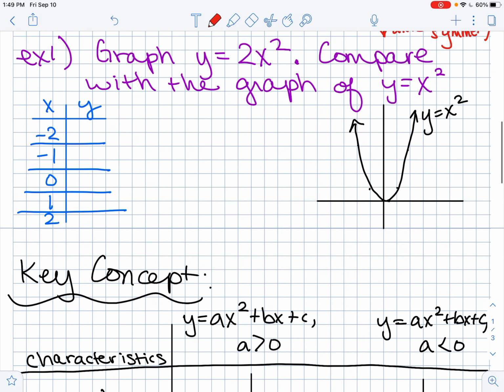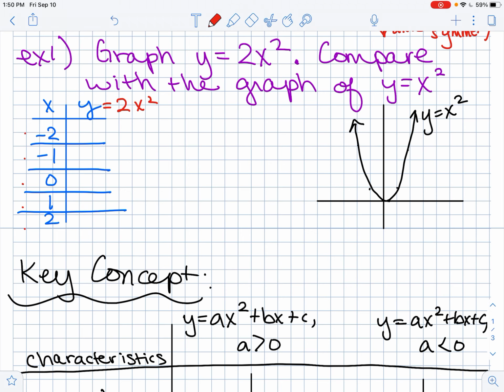So let's try to graph one. I already have y equals x squared, and I want to graph y equals 2x squared and compare what the differences are. If we're going to make a chart, we can plug in any value of x, literally any value, and then we can plot it. So let's go ahead and plug this in, y equals 2x squared.